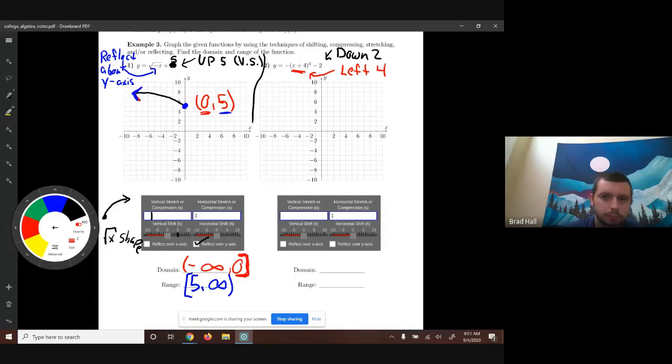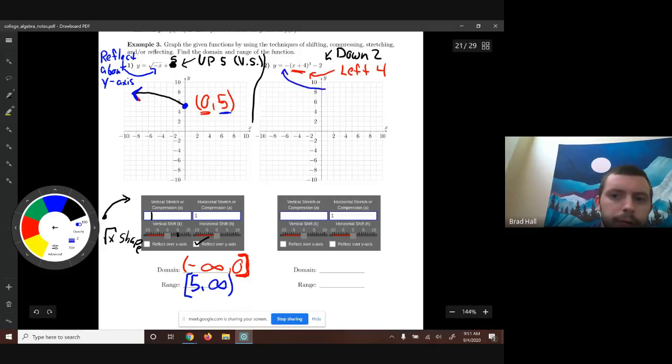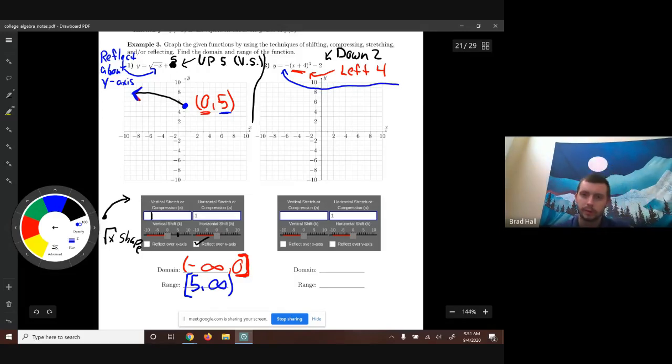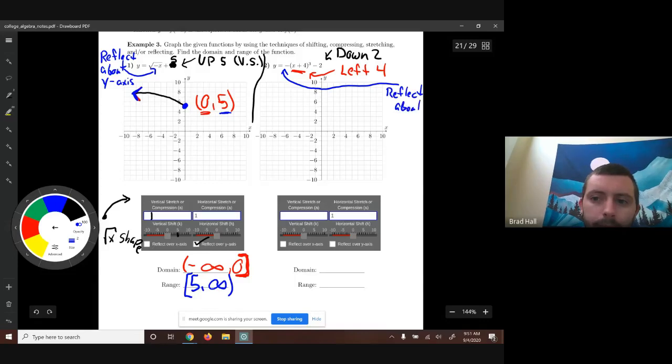And finally, there is the negative sign here. This negative sign is in the very front, which means it's multiplying the function as a whole and not just the x directly. If it was multiplying the x directly, that negative sign would be in those parentheses, but it's not. So this means we reflect about the x-axis.